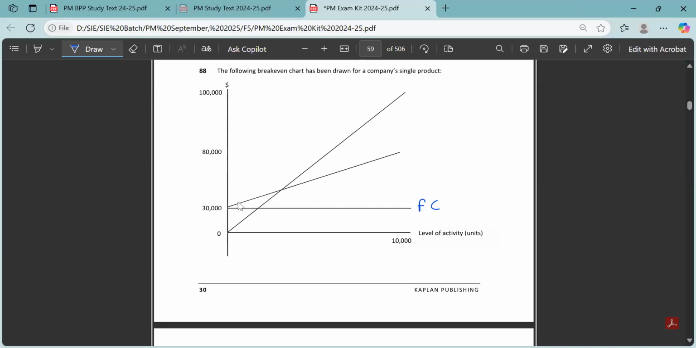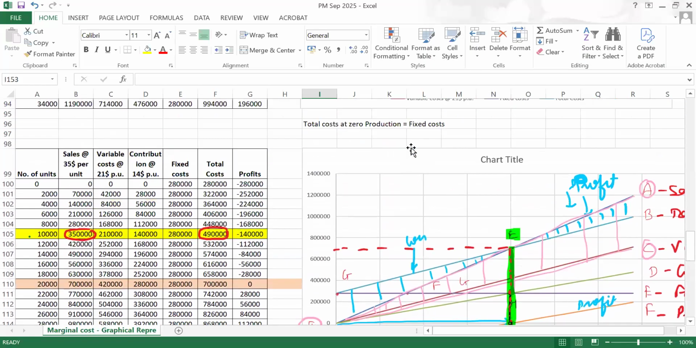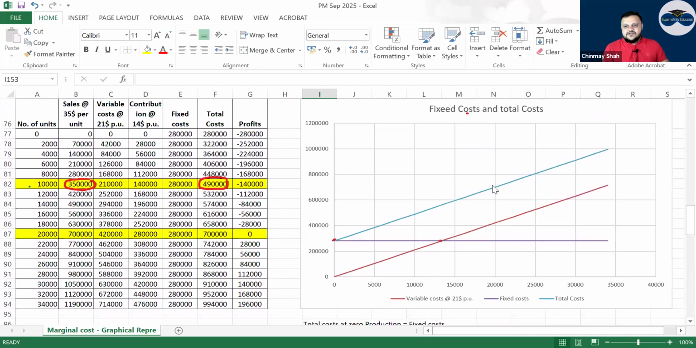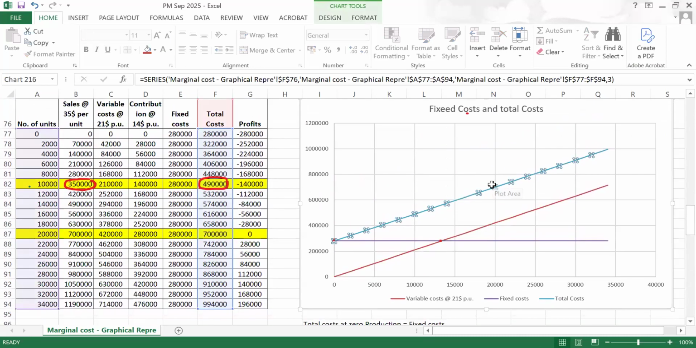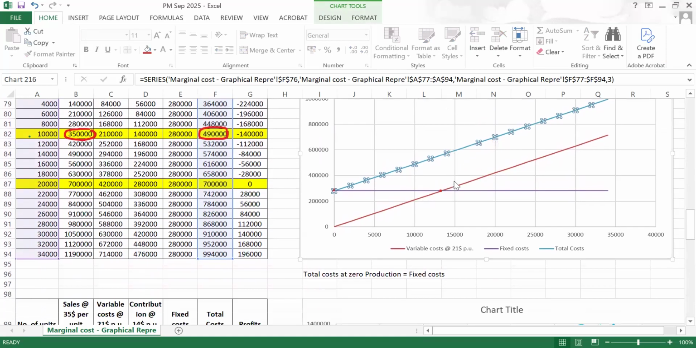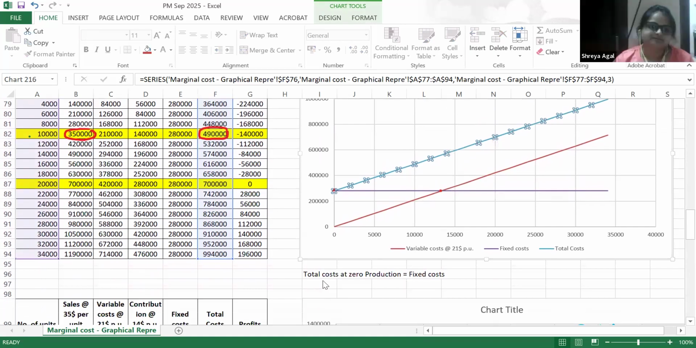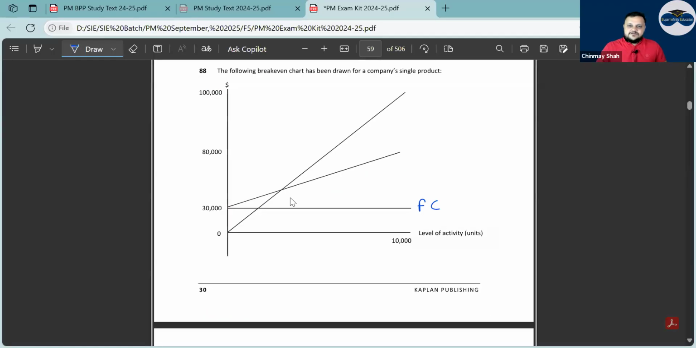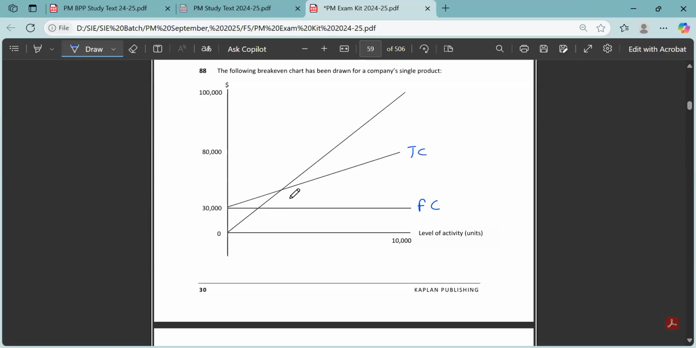Is it variable cost? Where does variable cost start from? One minute, again go back to the Excel chart. No, this will be total cost. It starts from zero. This is total cost, the blue line. Where does it start from? Fixed cost. Total cost at 0 production is equal to fixed cost. So it starts from here. So this is the total cost line. Right?